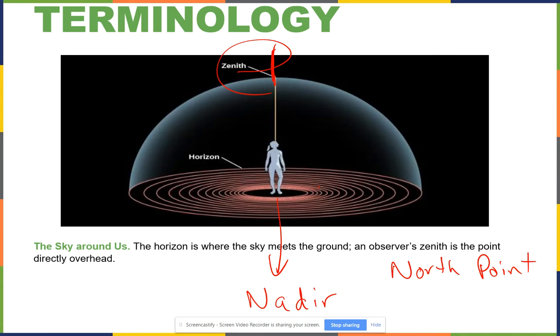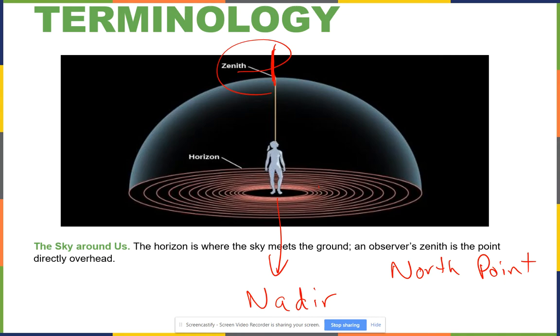Okay, so we measure on the Earth latitude north and south of the equator. And then longitude. Where do we measure longitudes from? From the prime meridian. The prime meridian, just a kind of randomly selected meridian. Meridian's another vocabulary word. The meridian is the line that goes from the north point through your zenith to the south point.